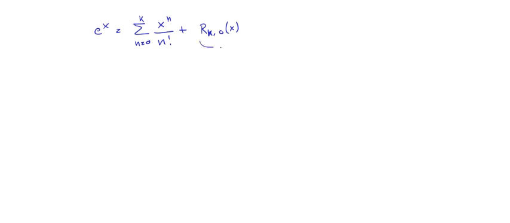And the remainder, if you remember, is going to be the k plus 1 derivative at some point c, right? And remember, we can write c as 0 times 1 minus theta plus x times theta, or in other words, theta times x, where theta is in 0, 1.